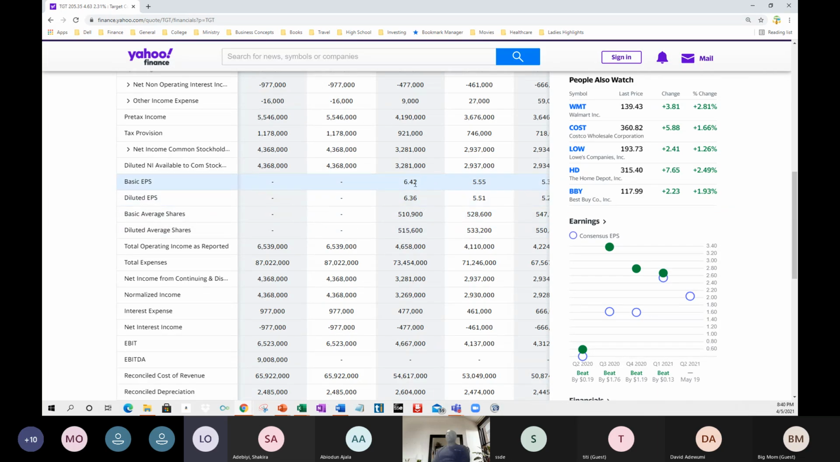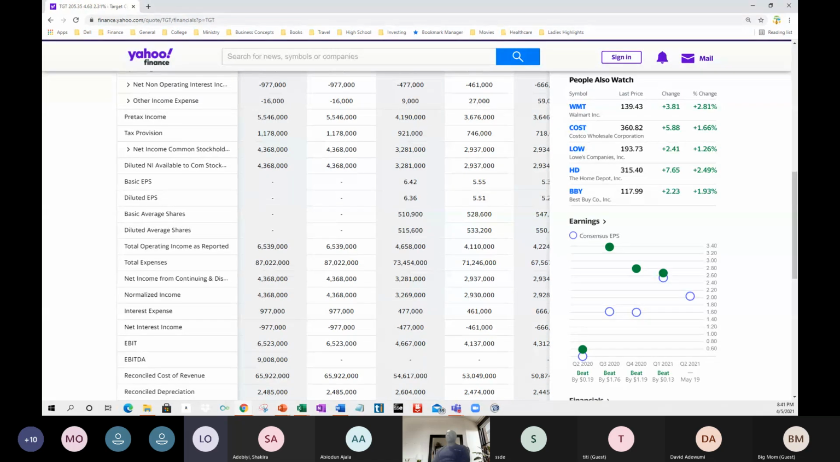I explained basic versus diluted earlier on. It's the same thought process here. The diluted shares will always be higher than the basic. I think everyone in class understands. Does anybody still have any question about basic and diluted shares?